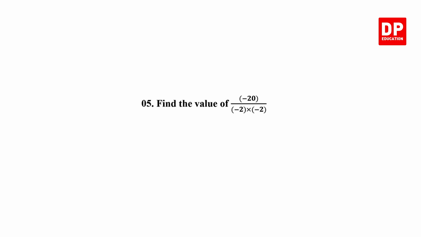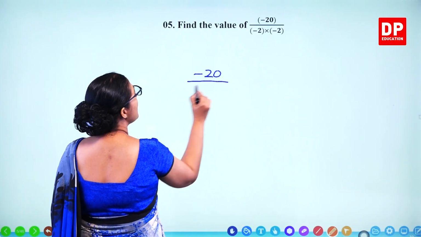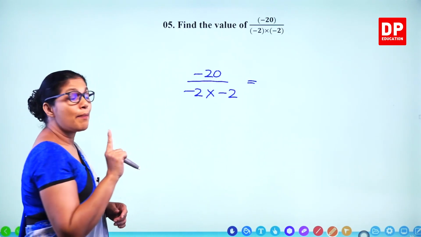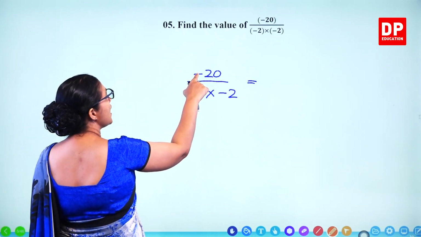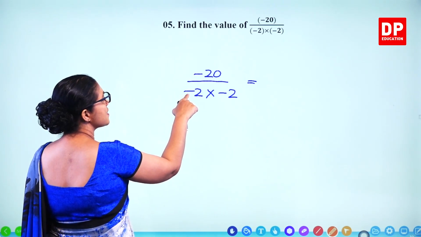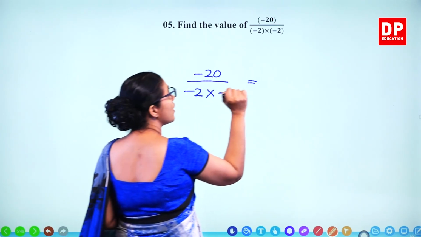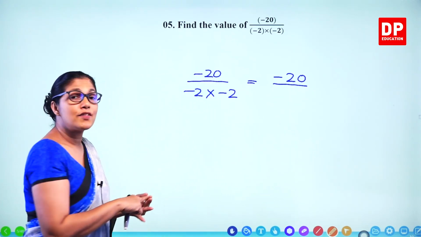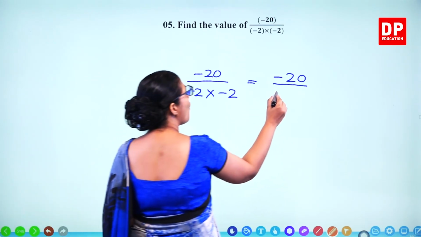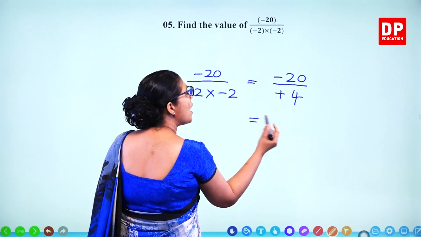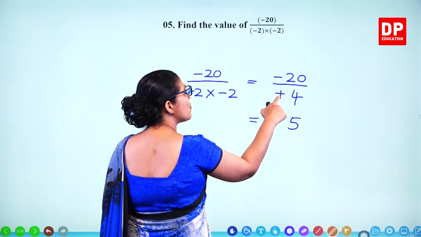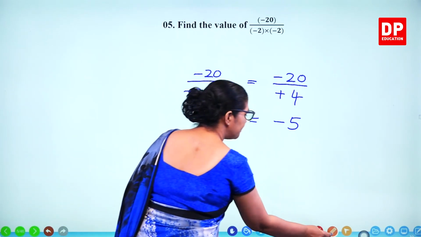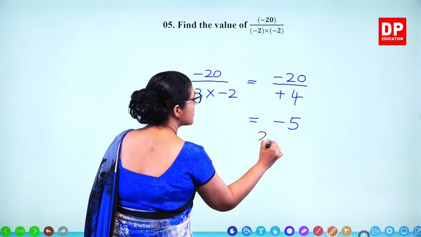Question number 5. Minus 20 divided by minus 2, and minus 2. When you think about the sign, minus and minus becomes plus. With this minus, you get a negative answer. So minus 20 divided by minus 2, you get plus 4. 20 divided by 4 is 5. Minus into plus becomes minus. So the answer is minus 5. You get 2 marks for that.